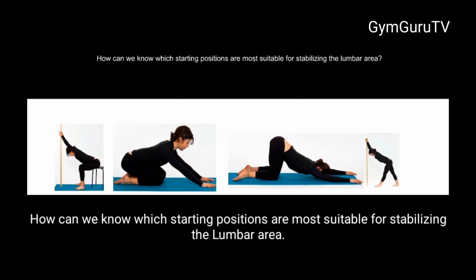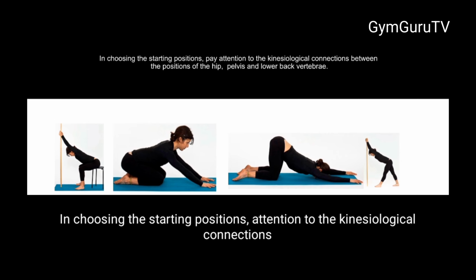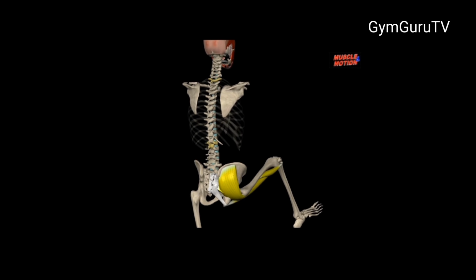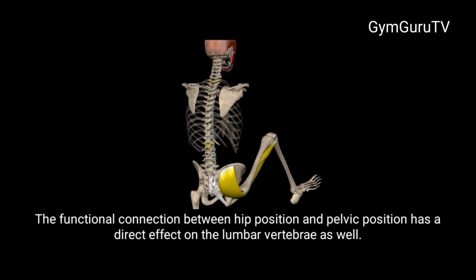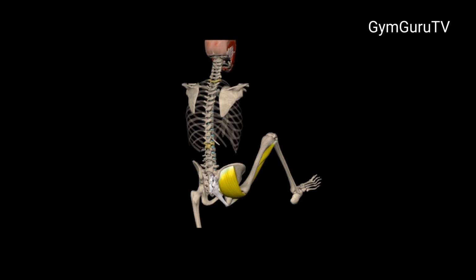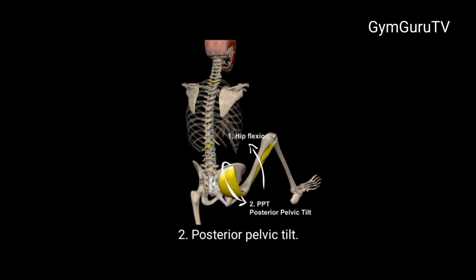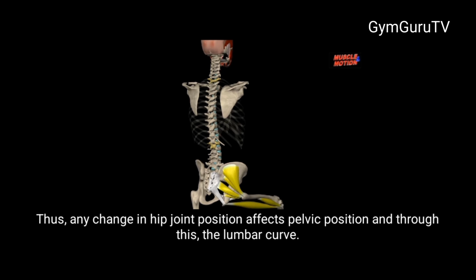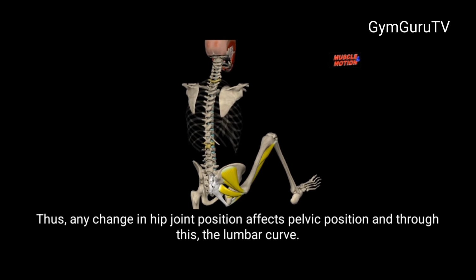How can we know which starting positions are most suitable for stabilizing the lumbar area? In choosing the starting positions, attention to the kinesiological connections between the positions of the hip, pelvis, and lower back vertebrae. The functional connection between hip position and pelvic position has a direct effect on the lumbar vertebrae as well. 1. Hip flexion. 2. Posterior pelvic tilt. 3. Flattening of the lordosis. Thus, any change in hip joint position affects pelvic position and, through this, the lumbar curve.